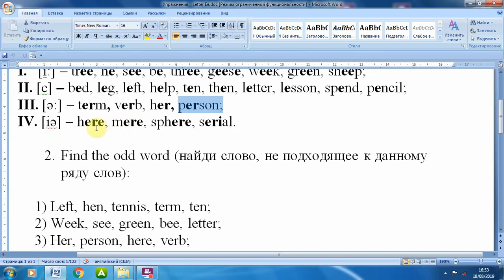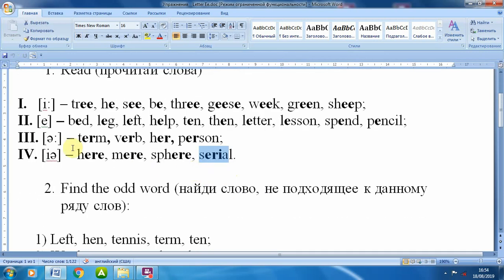In the fourth syllable, it is E plus A plus a vowel, and it reads like ear. So let's read: here, mia, sphere, seal.